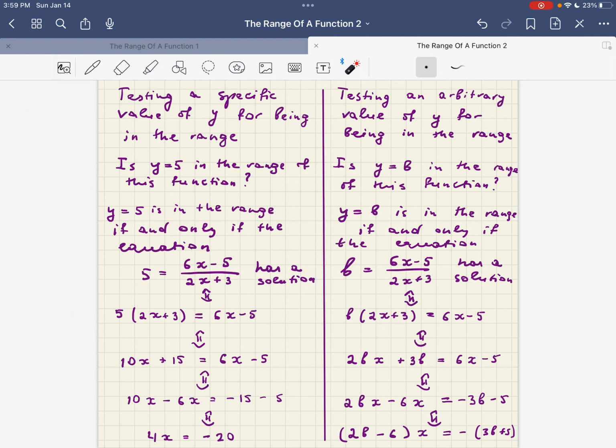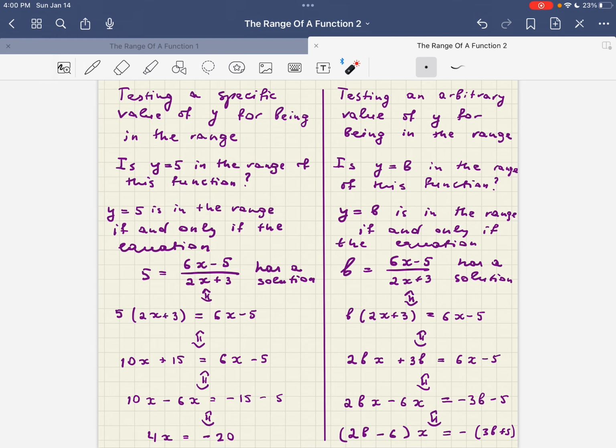Now combine the x terms on one side and the constants on the other. 10x minus 6x equals minus 15 minus 5. We obtain 4x equals negative 20, and of course we can now solve for x. We do find a solution, x equals negative 5, and that means that the value y equals 5 is in the range of this function. If we wanted to test a different value, we would proceed in a very similar way, except instead of 5 we would use that other value.